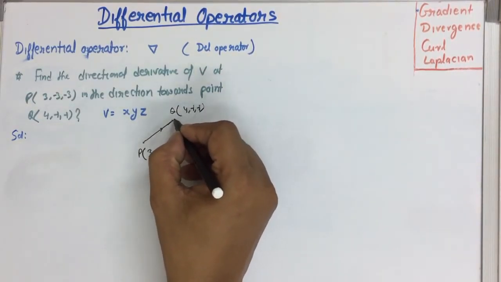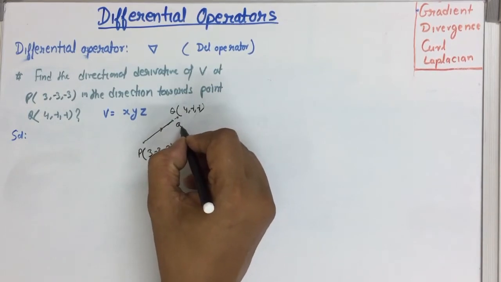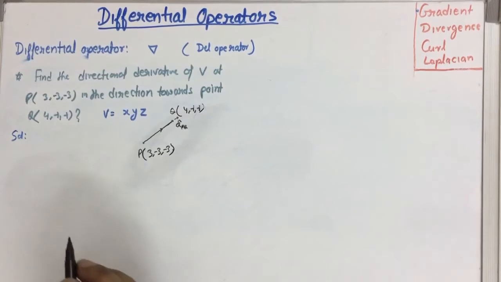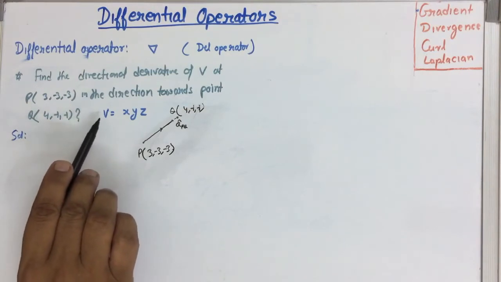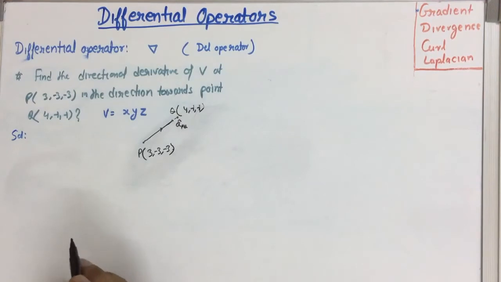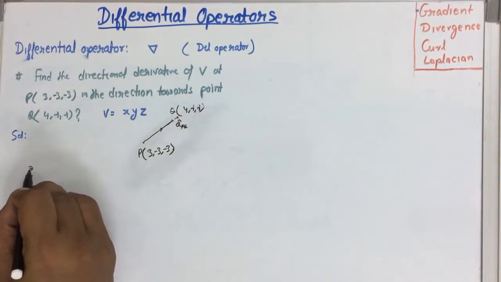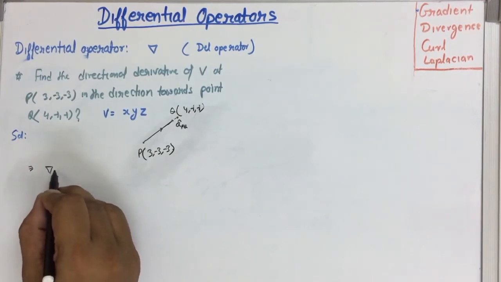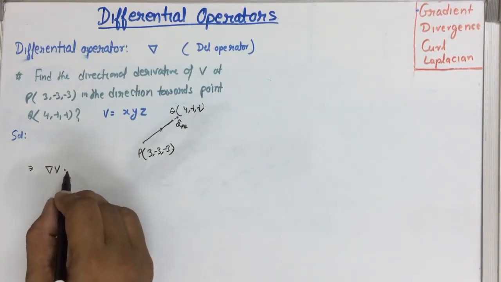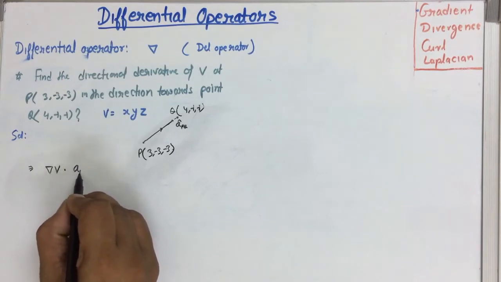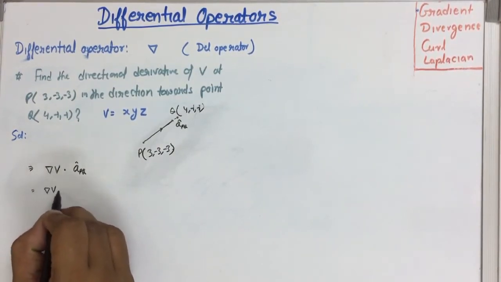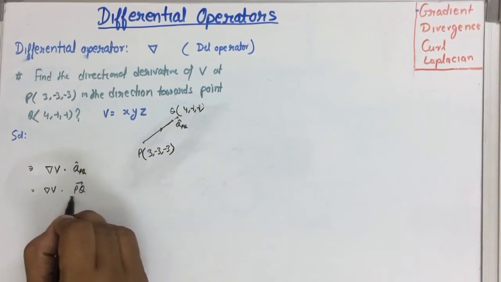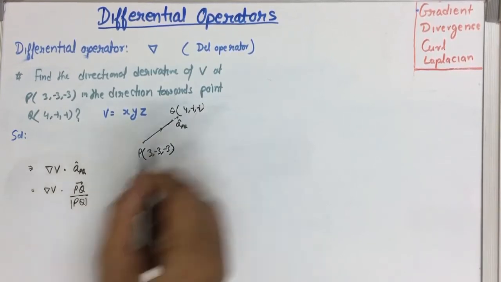So this direction can be written as PQ, and we have to find the directional derivative of V in this direction. As we discussed, for that purpose we have to get the gradient of the quantity and take the dot product with the unit vector in that direction. So we can say del V dot PQ vector divided by the magnitude of PQ. It will be the unit vector in that direction.